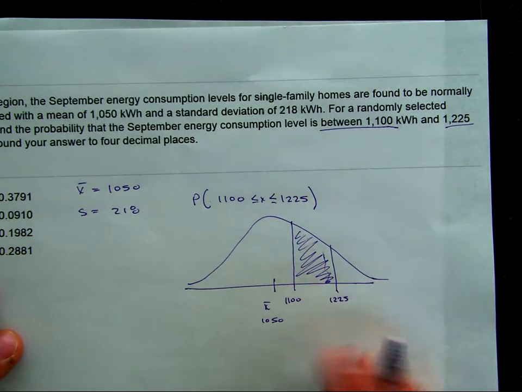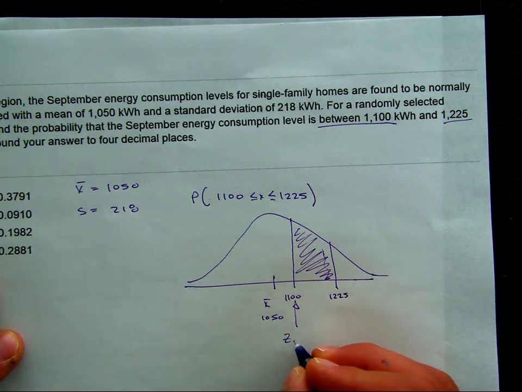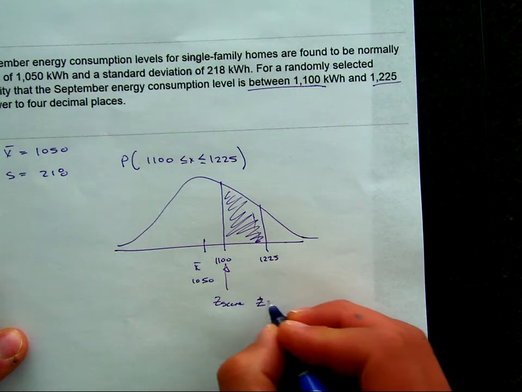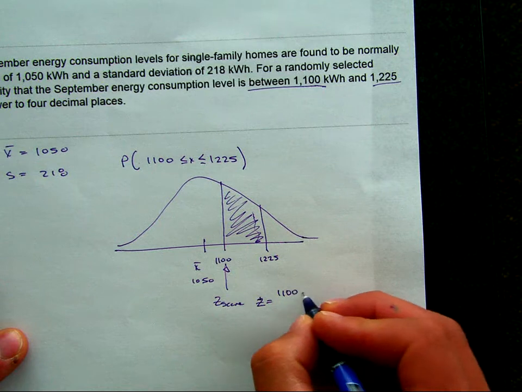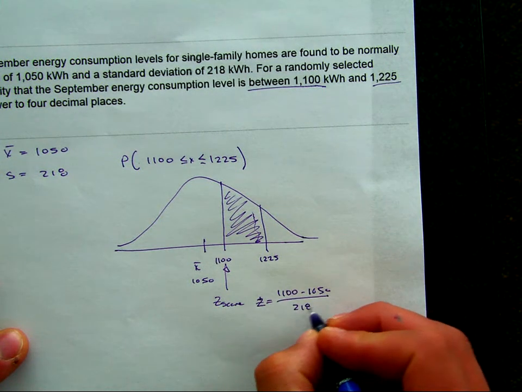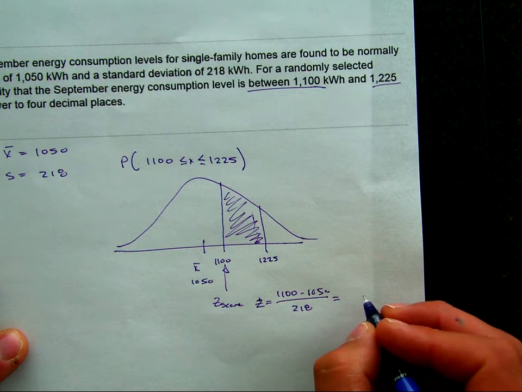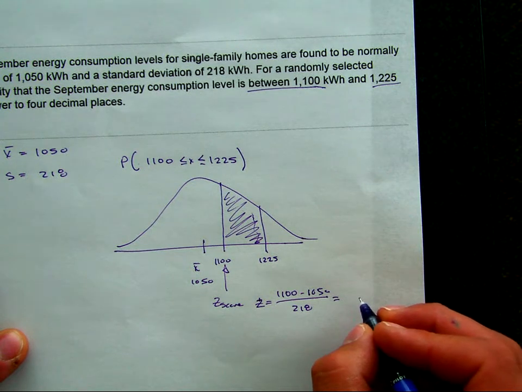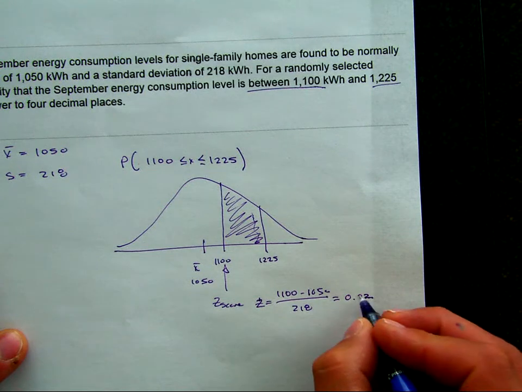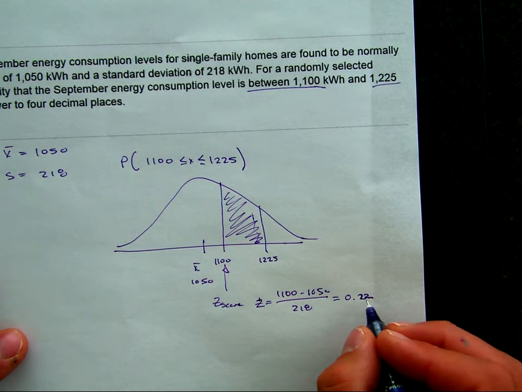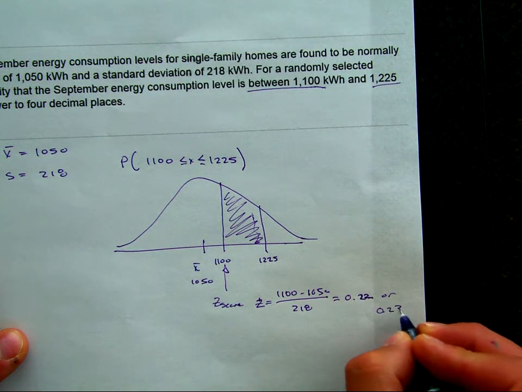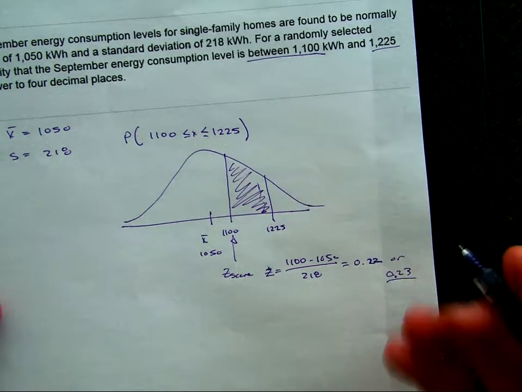So the z-score for that is z equals 1,100 minus 1,050 divided by 218. This is going to give you an answer of 0.22935. You can use 0.22 or 0.23. I used 0.23 when I first did it because it was 0.9, so it made more sense to round that up. And z-scores are only in 2 decimal places anyway.